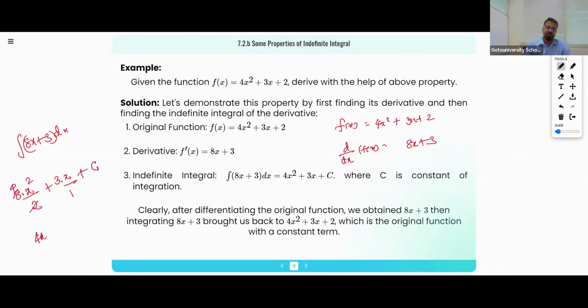I end up with 4x square plus 3x, but the constant 2 here may not be recovered because it is an indefinite integral. But I can say definitely there is a constant that can be 0 or 1 or 2, anything. So what we are mentioning here is that after differentiating the original function, we obtained 8x plus 3. Then integrating, we get 4x square plus 3x, but the 2 may not be there, right? Because the original form will not have a proper constant, so it may have the same constant, or indefinitely different constants might be coming here, right?